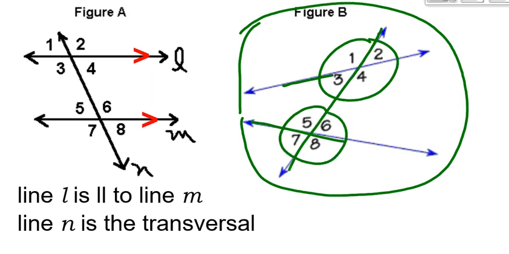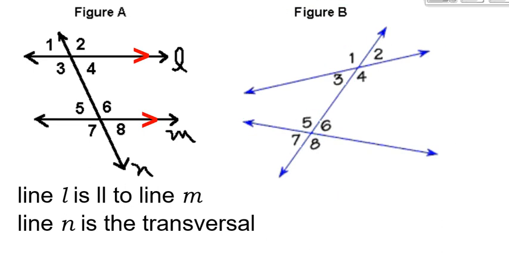So for example, we talked about alternating interior angles, which are these two. We talked about alternating exterior angles, which are these guys. We talked about corresponding angles, which would be angles that have the same position. And then we also talked about interior same side. So we talked about these two guys.